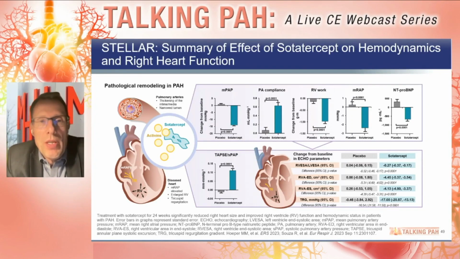And on the echo, we see, consistent with the lack of change in cardiac output, there's no change in TAPSE. So tricuspid annular plane systolic excursion, a marker of right ventricular contractility, does not change. But the TAPSE over S-PAP ratio, so over the pressure, which is a well-established marker of coupling, which is extremely important for right ventricular function, improves substantially.